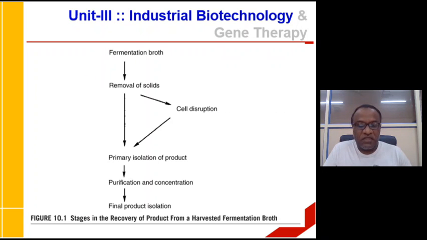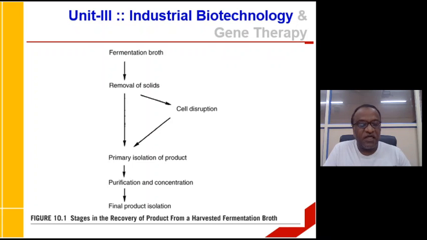Okay. So, this figure gives you an idea about the stages in the recovery of product from a harvested fermentation broth. It is a generic illustration of various stages. To start with, you have the fermentation broth, then you remove the solids, then the cell disruption occurs, primary isolation of the product, purification and concentration, and finally you end up with the isolation of the final product. It is a generic flow chart of various stages in the recovery of the product.